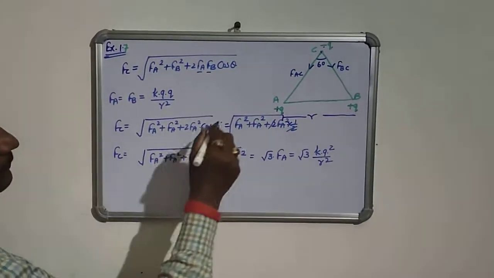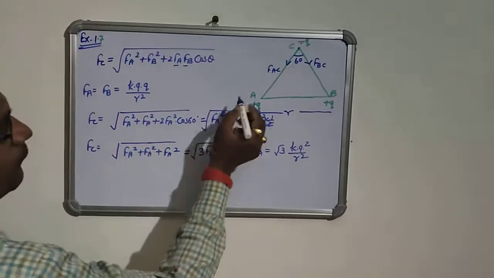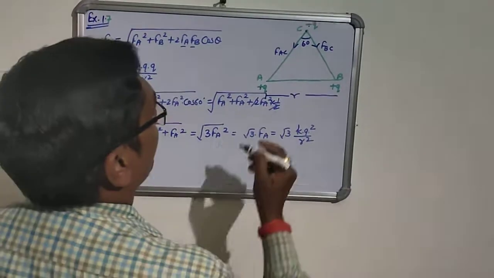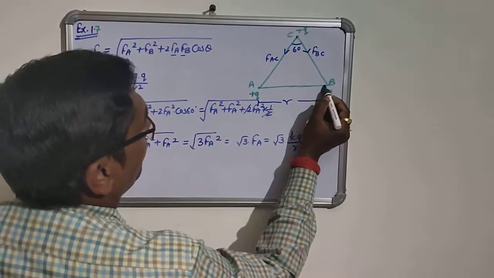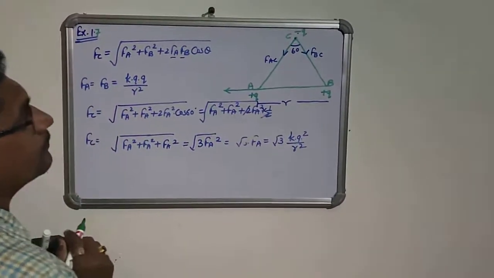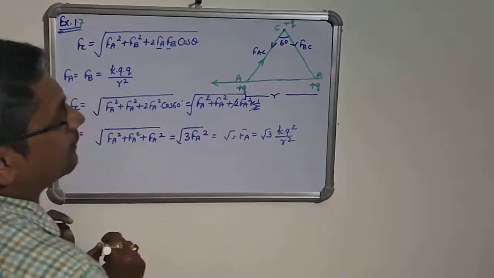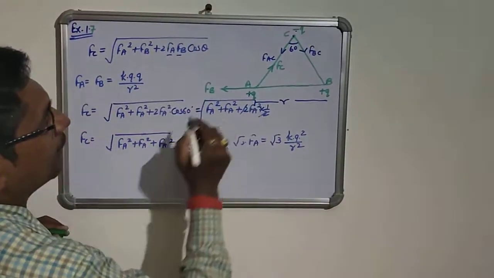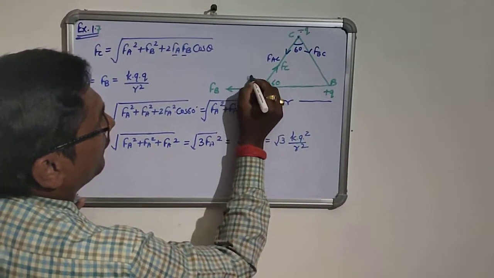Similarly, now the net force applied on charge A. The direction of this force is as follows. B repels this charge in this direction, and this charge attracts this charge in this direction. This is F_B and it is F_C. Because this is a 60 degree angle and it is a 180 degree angle, this angle is 120 degrees.